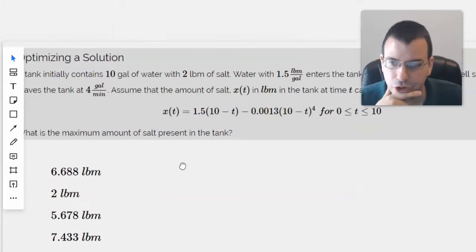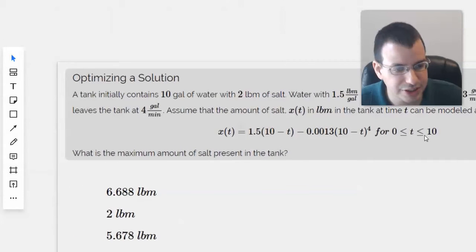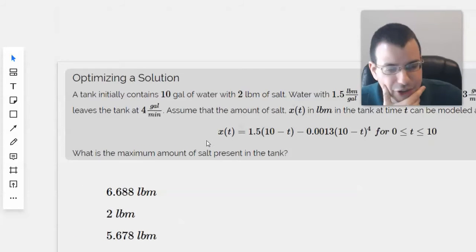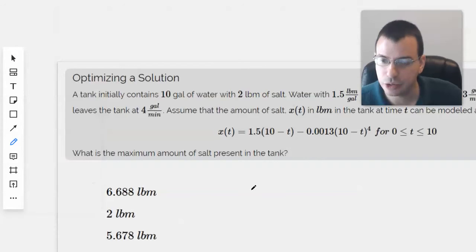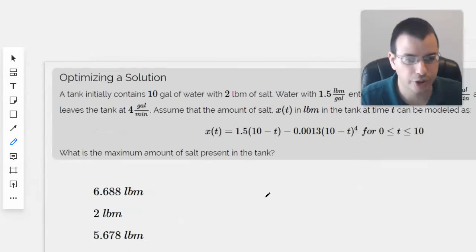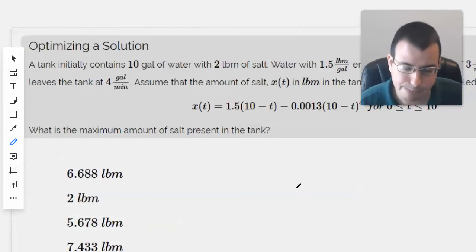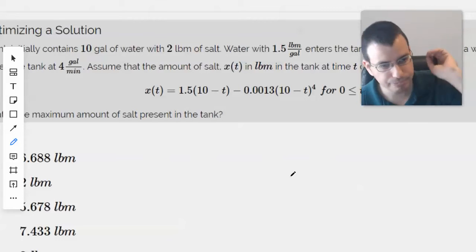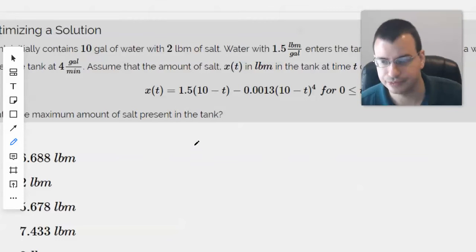Okay, so we're going from 0 to t less than or equal to 10. We'll test for 0 and 10, which are the endpoints, and then we'll test for the critical point, which we'll find using a derivative, setting it equal to 0.